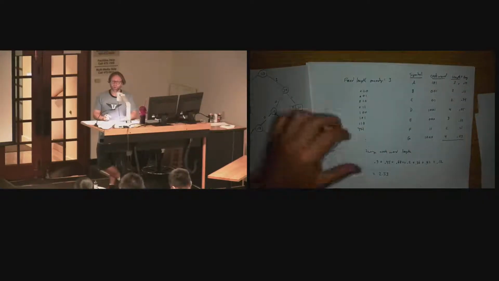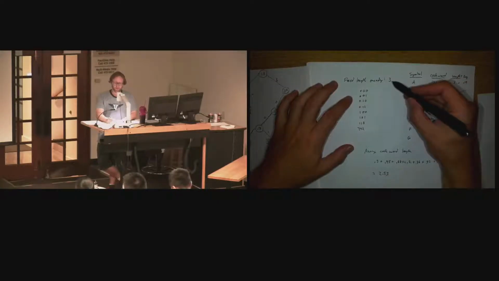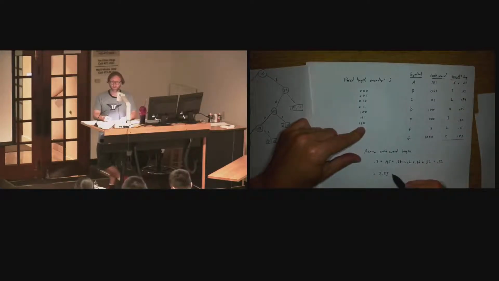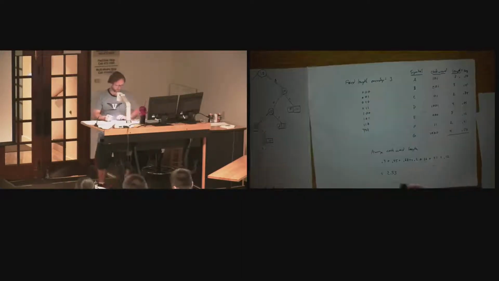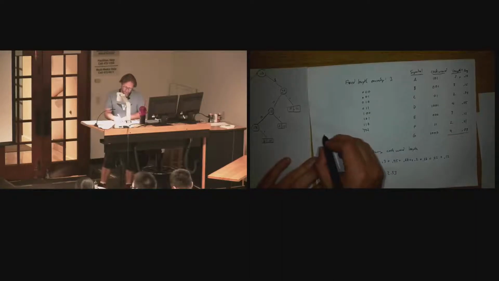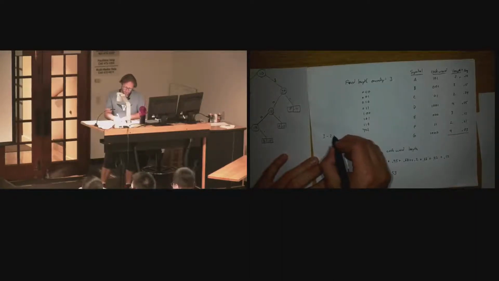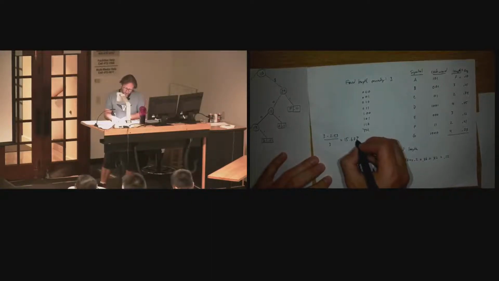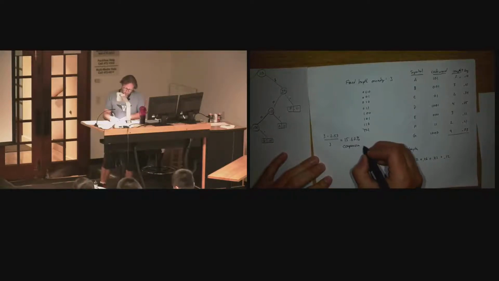Did we compress? We compressed it down from a fixed length encoding of an average code word length of 3 down to 2.53. How much did we compress? You can do that by taking the difference, 3 minus 2.53, divided by the original 3, and this is going to be 15.67%. This is our compression ratio.